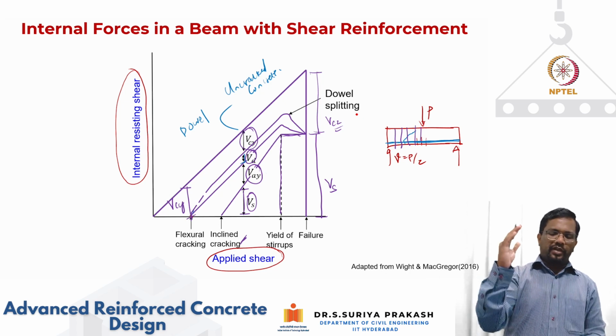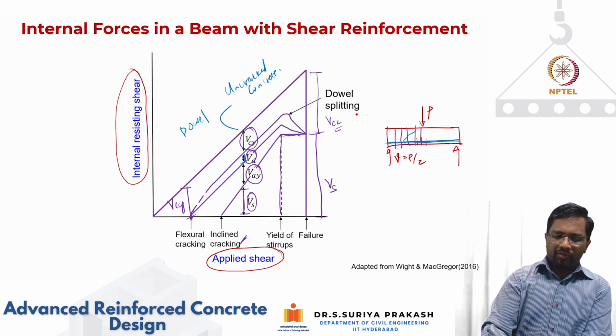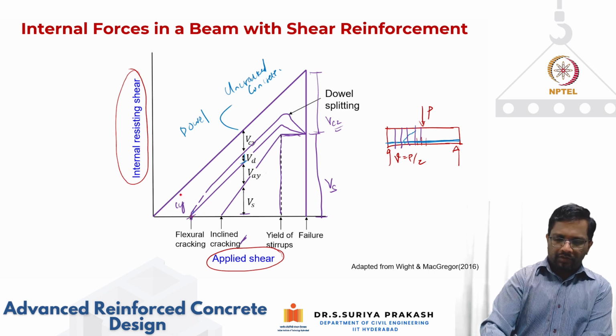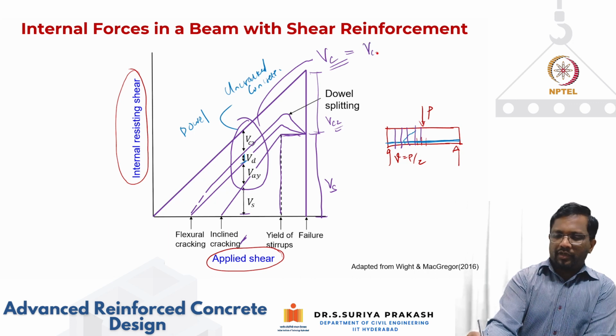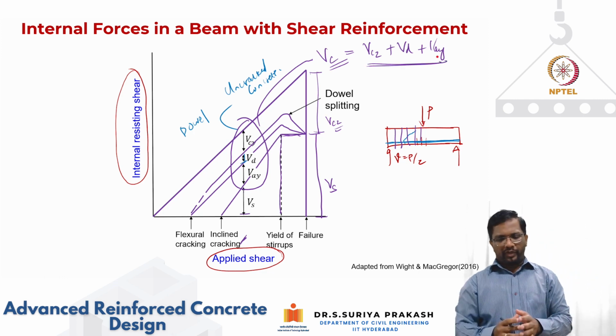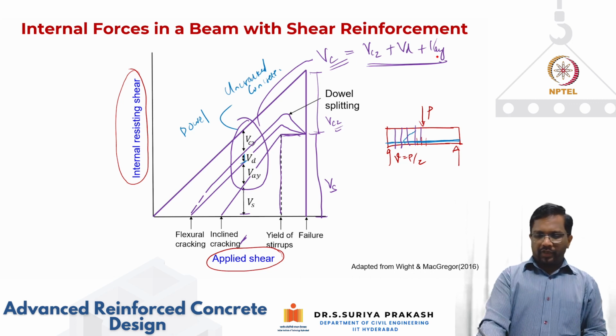So that is what the code is saying, that you're doing it at ultimate. The code said, okay, I'm going to club all these things, which are basically your VCY, VD, and VAY, and it's saying that as VC in a simplified form. So VC includes uncracked concrete plus dowel action plus the vertical component of your aggregate interlock. All the three are lumped together and one value is given in your code.